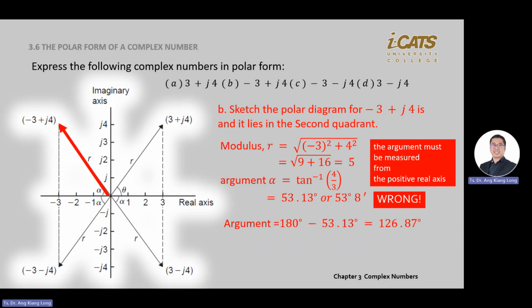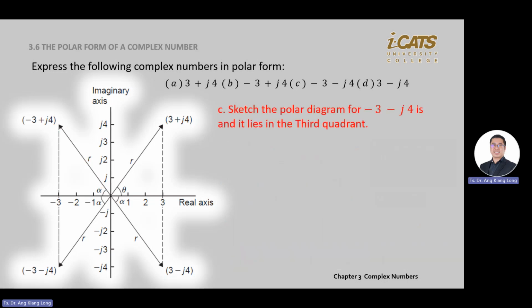Just take note, don't make these mistakes. So let's see, the answer will be like this: minus 3 plus j4 equals 5, angle 126.83 degrees. If you don't write the color box, the yellow color, you will lose at least 1 or 2 marks. Because up to the argument, this is the step point. You do not conclude your answer. You need to conclude the answer.